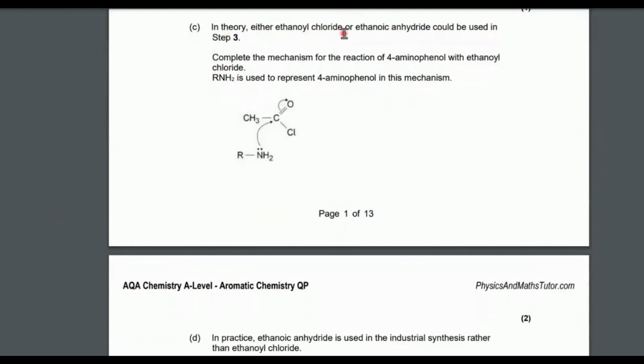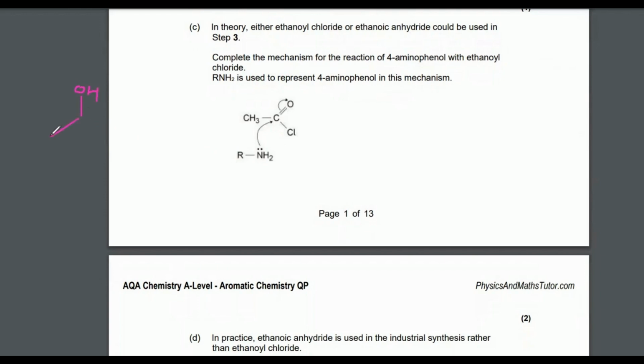So let's look at part C. In theory, either ethanoyl chloride or ethanoic anhydride could be used in step 3. Complete the mechanism for the reaction of 4-aminophenol with ethanoyl chloride. RNH2 is used to represent 4-aminophenol in this mechanism. So the R group here is actually the product of step 2.